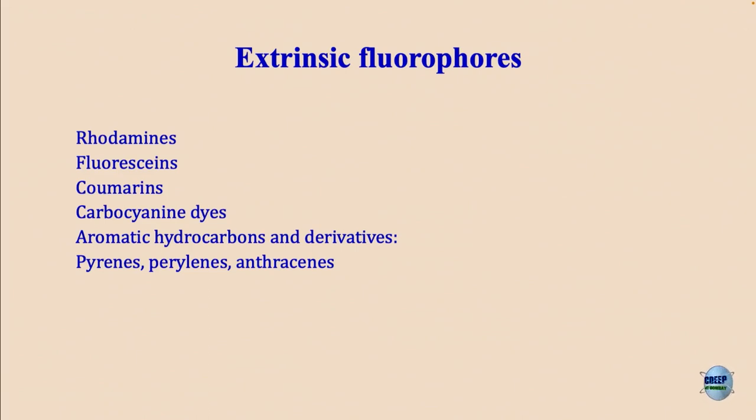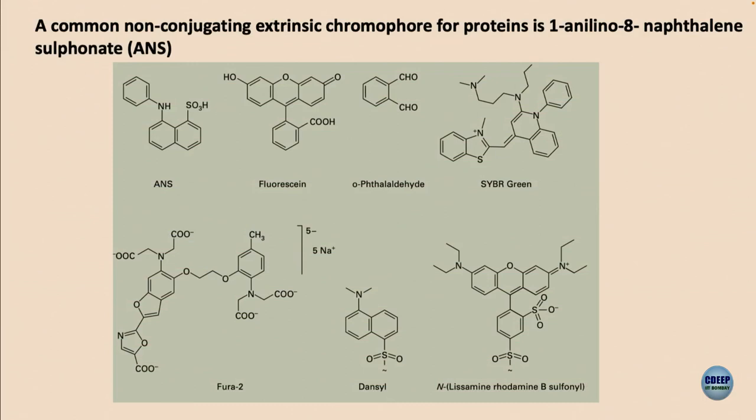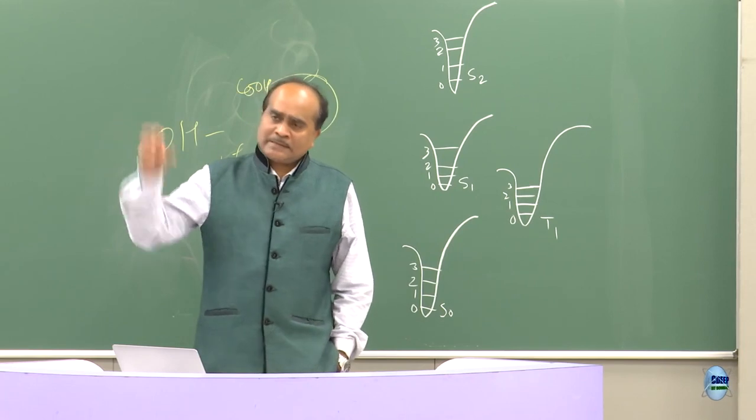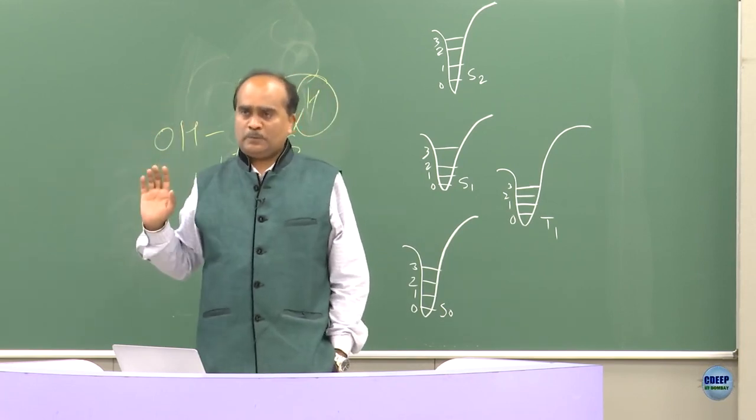FITC is a dye which can bind to the lysine side chain, and you can do many things. So there are various pyrrolidine, anthracene, aromatic amino acid derivatives, many of these are essentially fluorophores. Here is a list of fluorophores, some of them are non-conjugating fluorophores, they just go and bind to the protein and can be used. SYBR Green you might have heard, fluorescein, ANS. This dye actually binds to the exposed hydrophobic surface of a protein, and is again used for various studies to look at how much exposed hydrophobic surface area this protein has. So these are the various ways you can attach an extrinsic fluorophore to a protein.